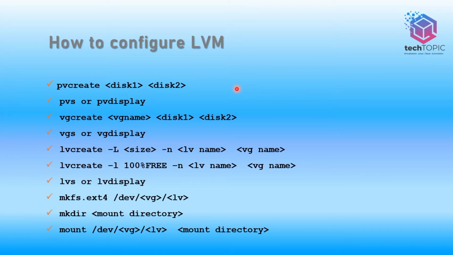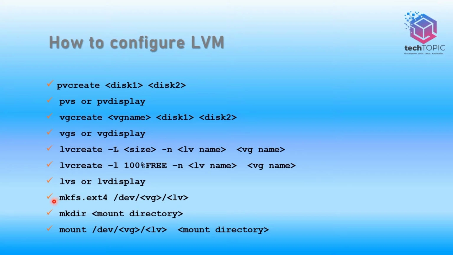Okay, coming to the command part, we will use these commands to configure the LVM. First we will create the physical volume. The command is pvcreate, and to display the physical volume, pvs or pvdisplay. Then vgcreate for creating the volume group, vgs or vgdisplay for viewing the volume group. Then we will create the logical volume using the command lvcreate. We will mention the size of the volume, the name of the volume, and we will specify the volume group from which we are going to create the logical volume. Then lvs or lvdisplay for displaying the logical volume details.